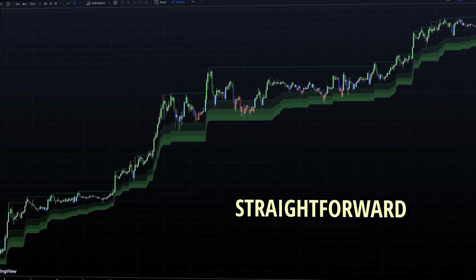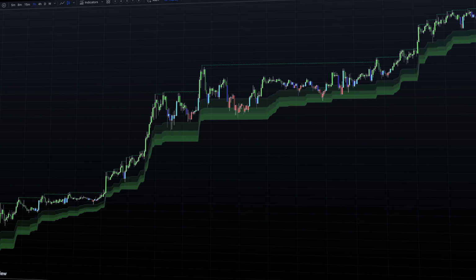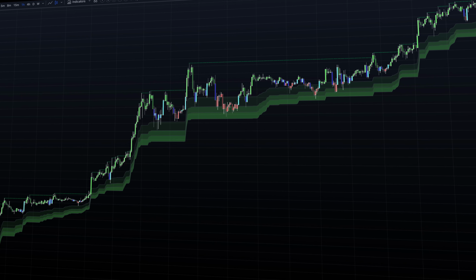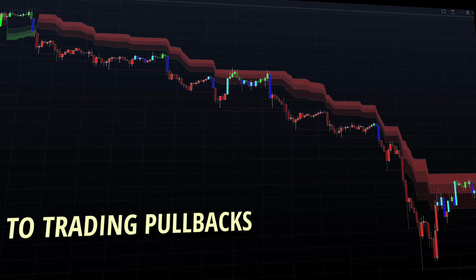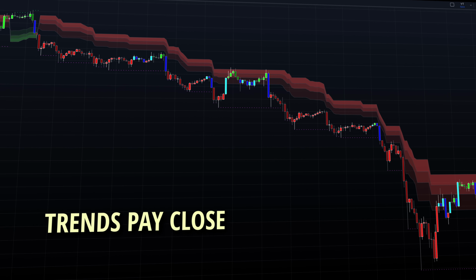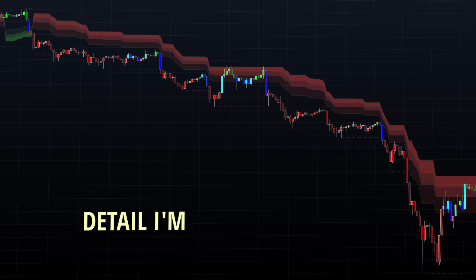Today I'm sharing a straightforward trading strategy that requires just 2 free TradingView indicators. If you want to learn an effective approach to trading pullbacks and capturing major trends, pay close attention to every detail I'm about to share.